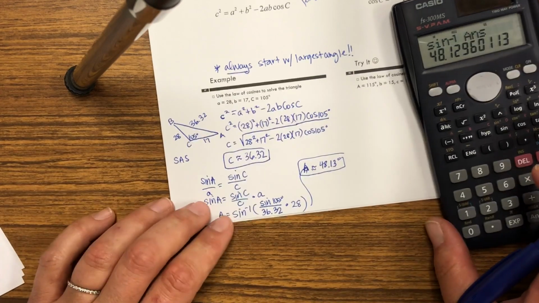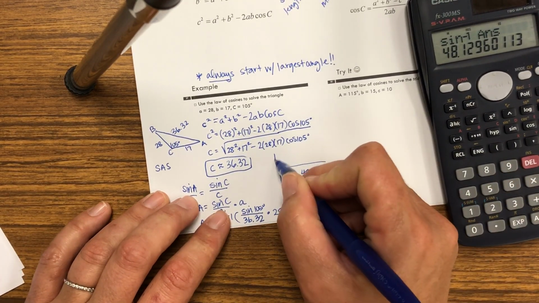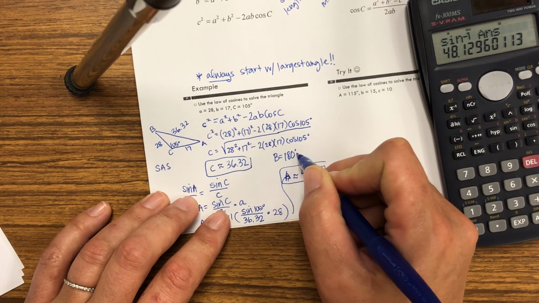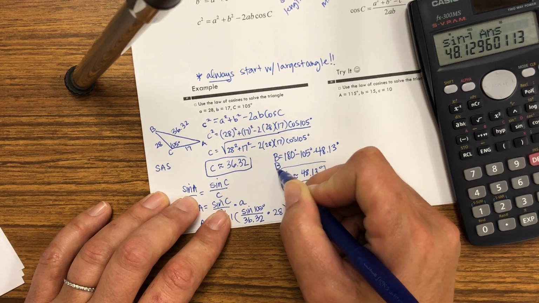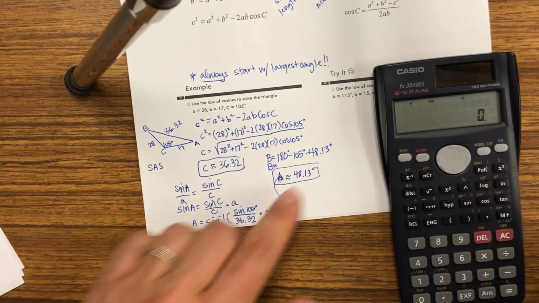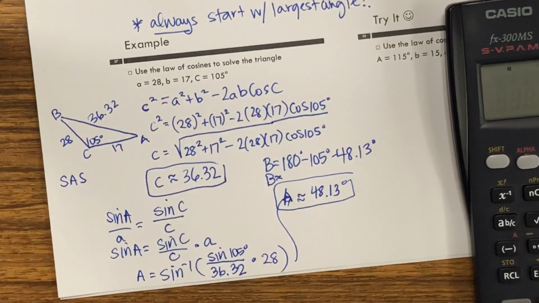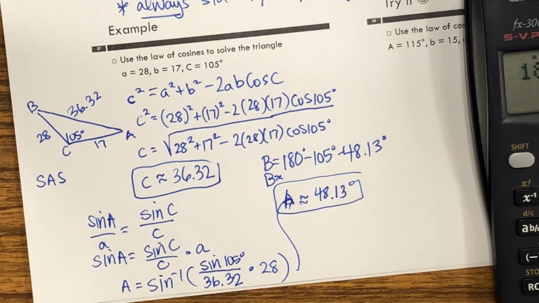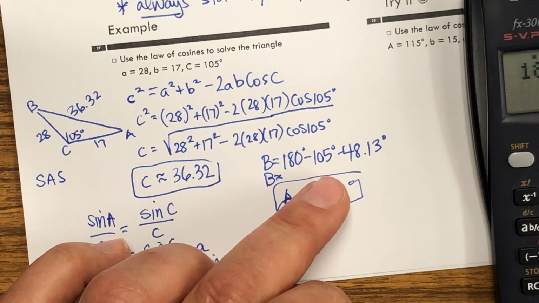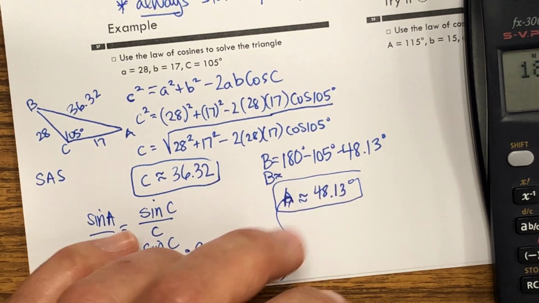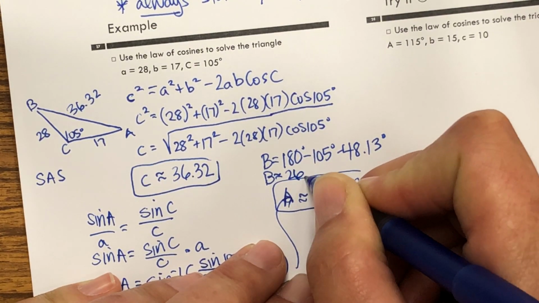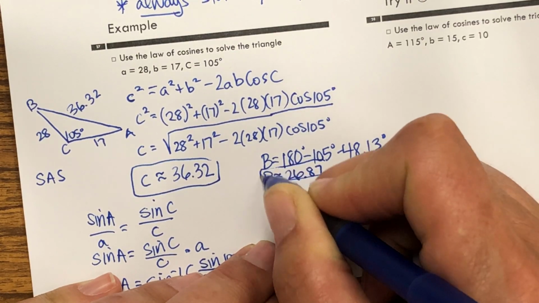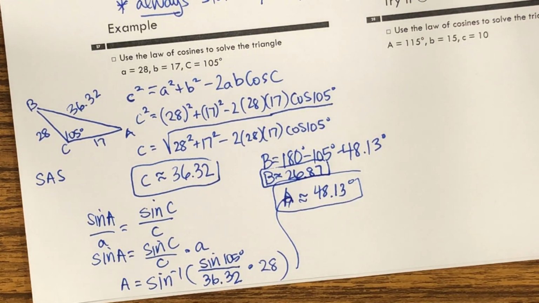So that's that one. Now how do I find angle B? B is equal to 180 degrees minus 105 minus 48.13. So B is approximately, and it is an approximation because that's an approximation. Let me zoom in for you. 180 minus 105 minus 48.13 equals 26.87. So B is approximately 26.87. Sorry, this is all bunched up. I did poor space planning. 26.87.